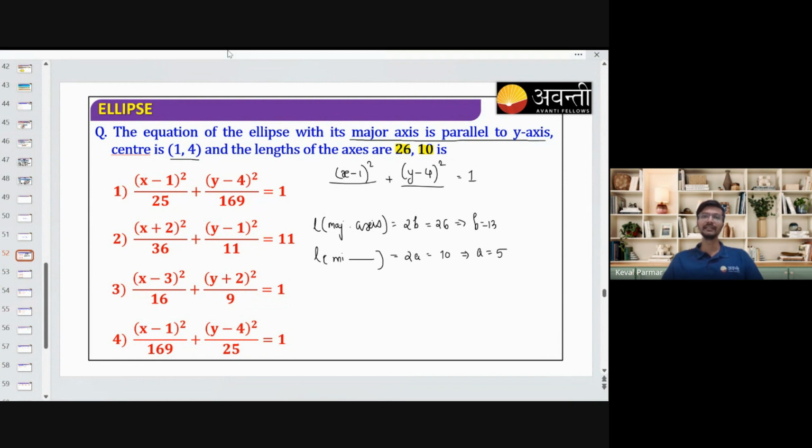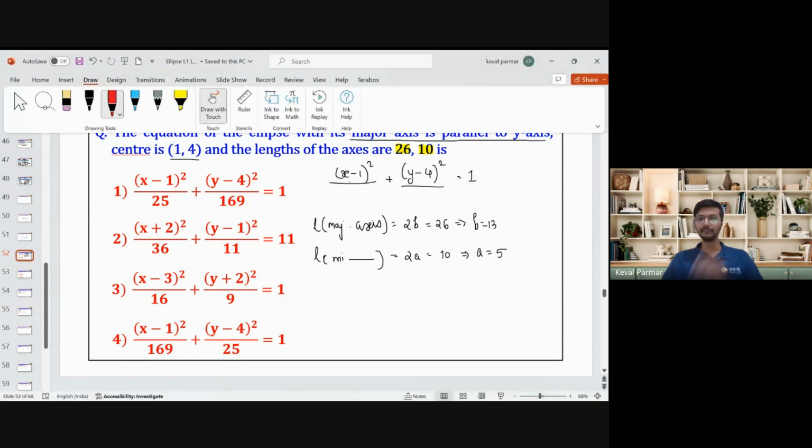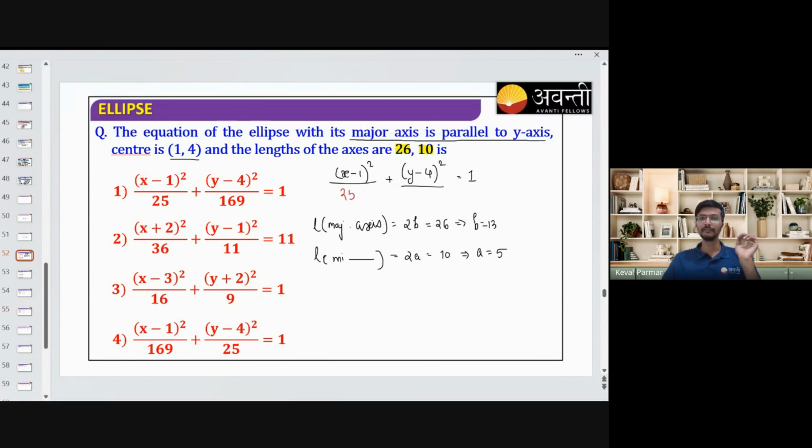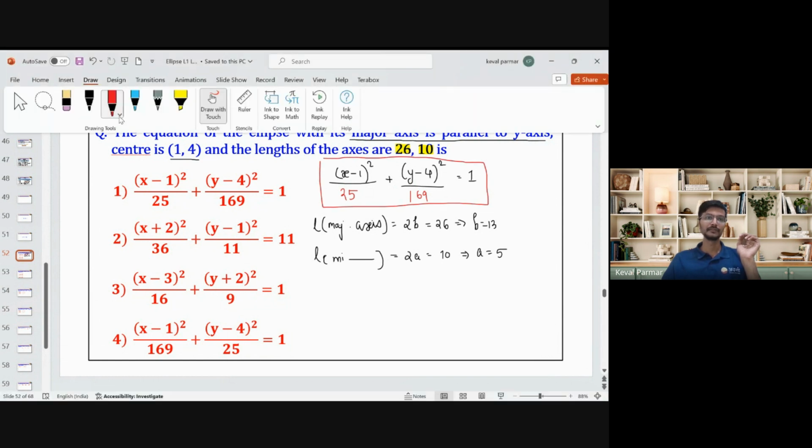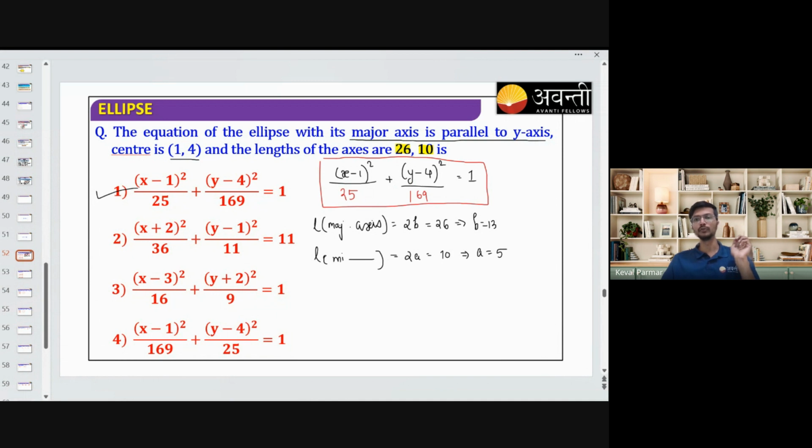So what do we have in the equation? We can write the equation as (x minus 1) the whole square upon a square, which is 25, plus (y minus 4) the whole square upon b square, which is 169. So this is our equation. It matches with, I think, option 1 only. So option 1 is our correct answer.